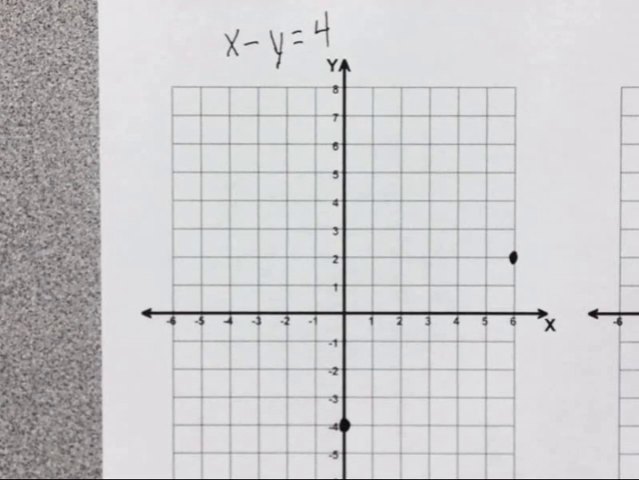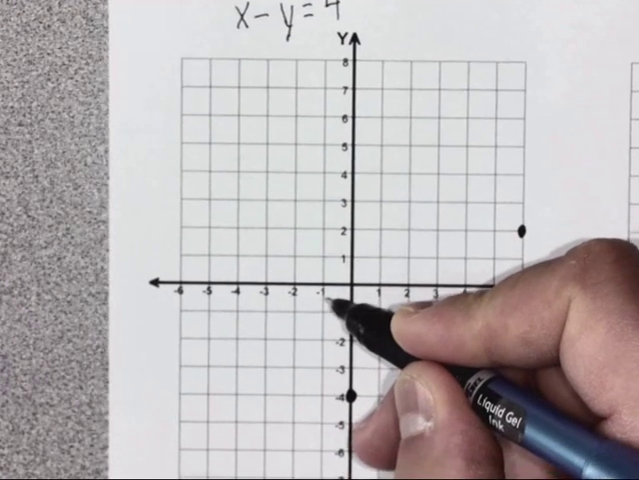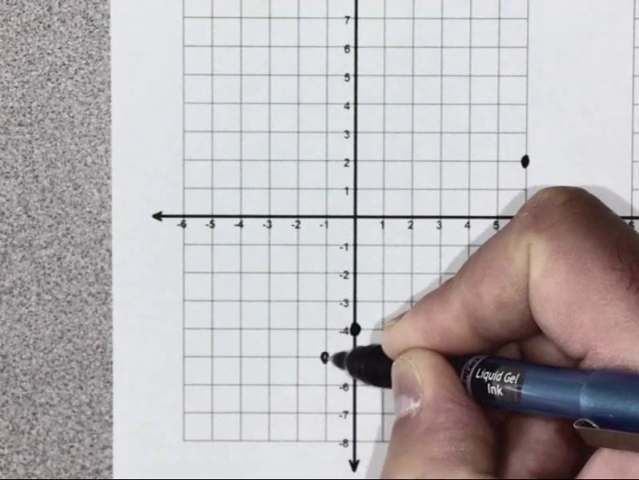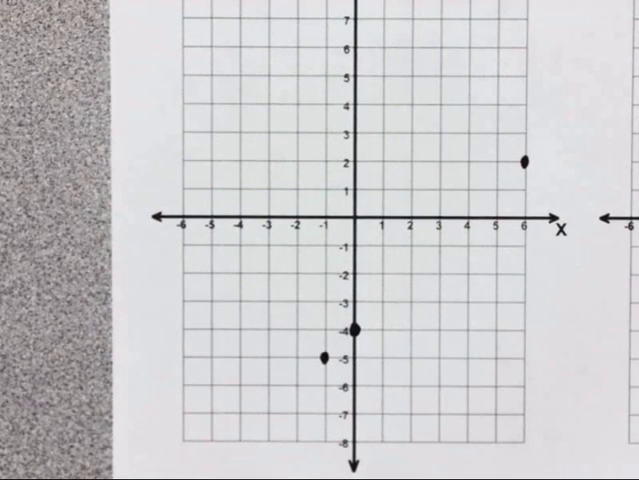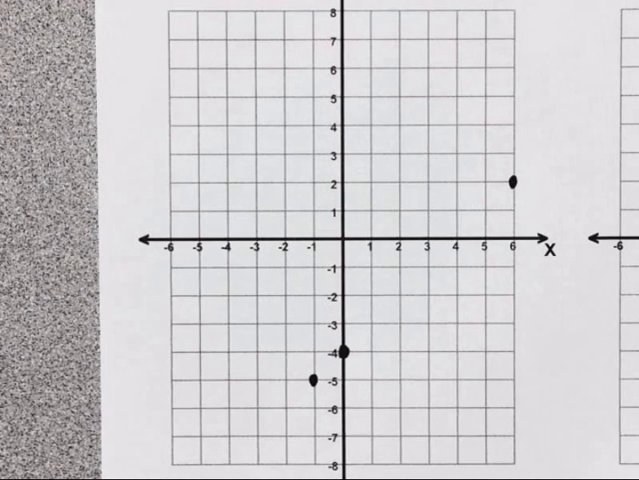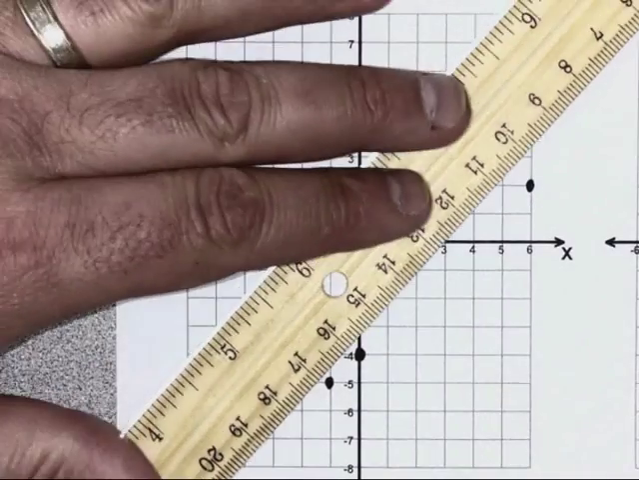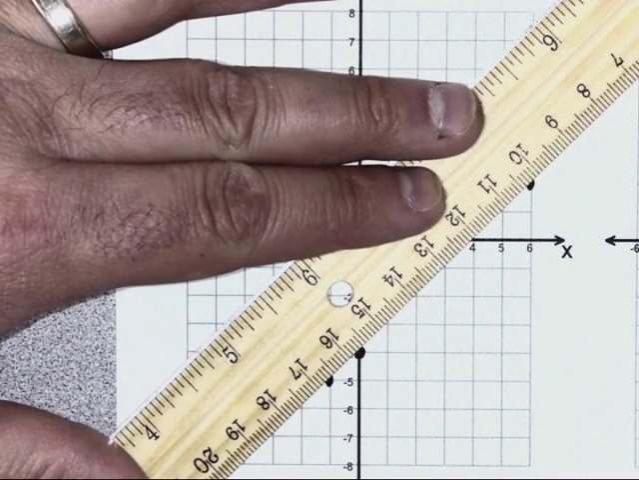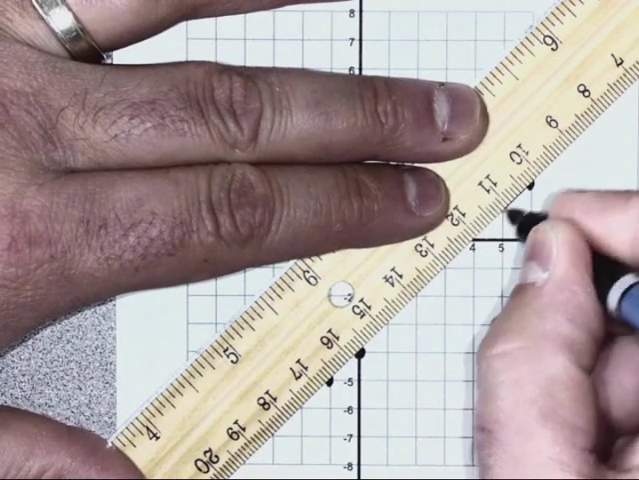and negative 1, negative 5, and those 3 points should line up to form a line. If those 3 points for some reason do not form a straight line, then we've got some issues going on, and you would want to find the mistake that was made in calculations and finding those ordered pairs.